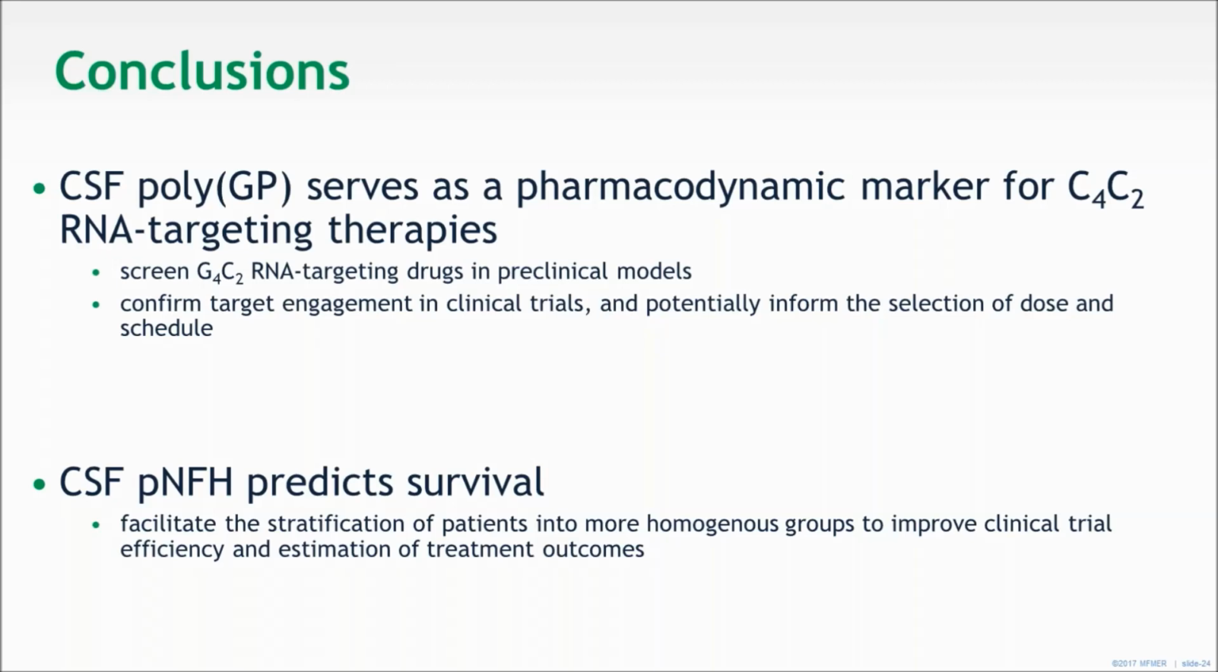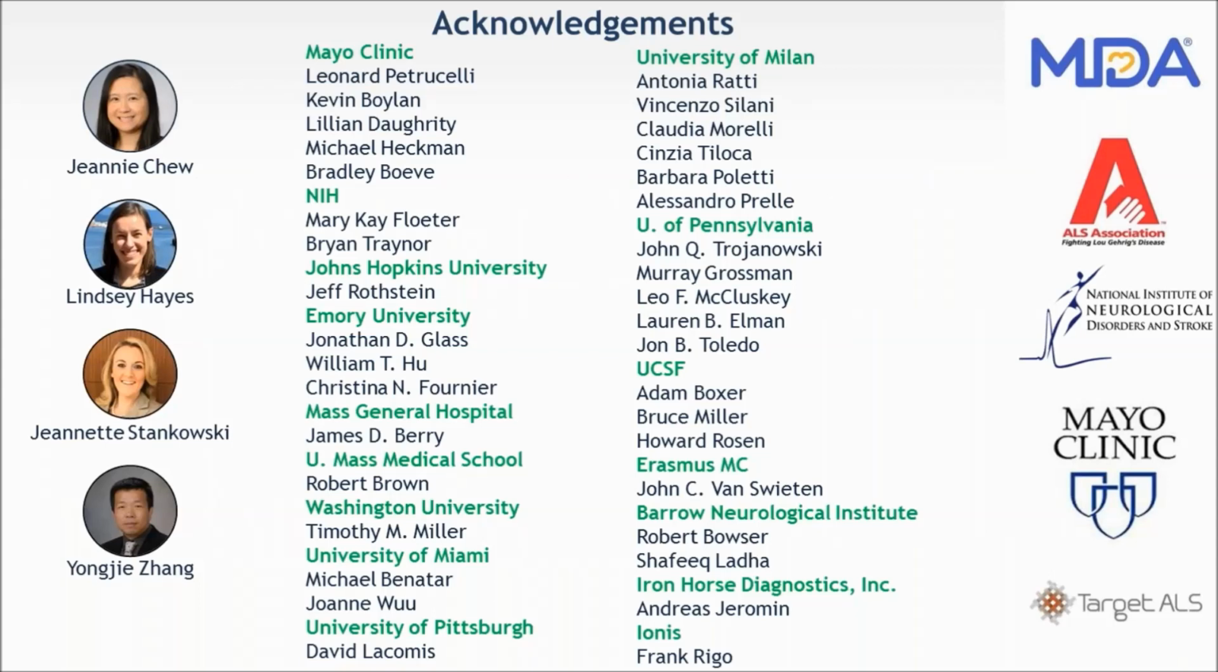And with that, I would just like to conclude that we do think that PolyGP levels can be used as a pharmacodynamic biomarker, both in preclinical models to screen potential repeat RNA targeting therapies. And we hope that they will also prove useful in clinical trials to confirm target engagement and potentially inform the dose and scheduling of drug treatment. Whereas PNFH levels, which are a strong predictor of survival, we envision that they would facilitate the stratification of patients into more homogeneous groups to better allow us to distinguish treatment effects and the estimation of treatment outcomes.